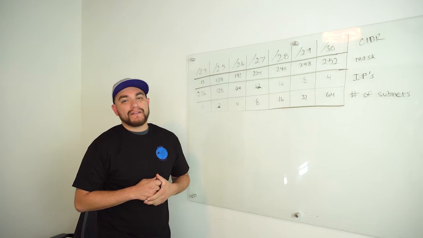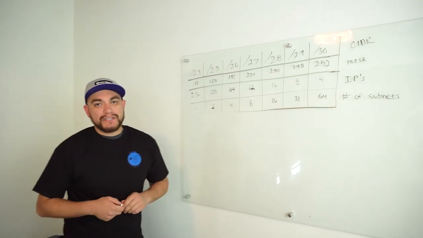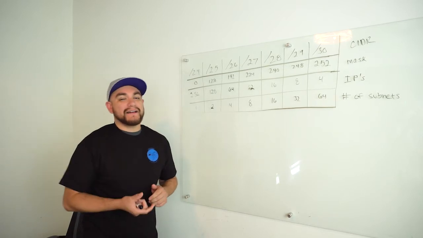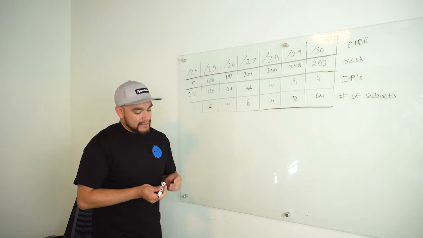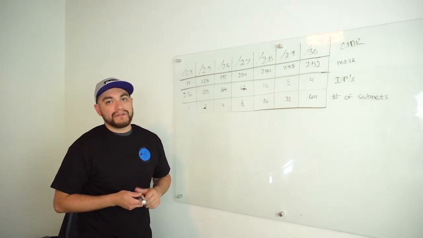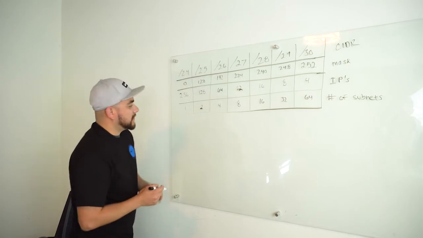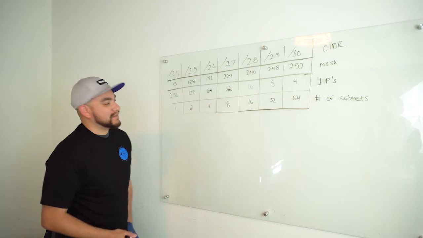So I've been getting a lot of questions lately on how to subnet an IP address, specifically within the Class C portion of IP addressing. So today we're going to go over my simple way of how to subnet, and hopefully it works for you on the CCNA exam. So first, let's go over the fundamentals of what an IP address is.